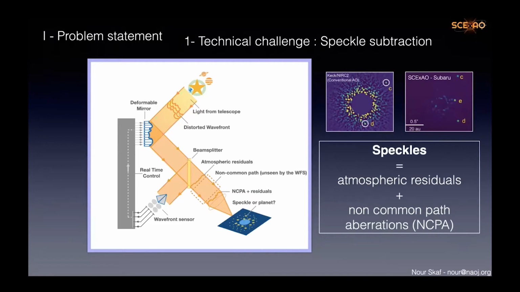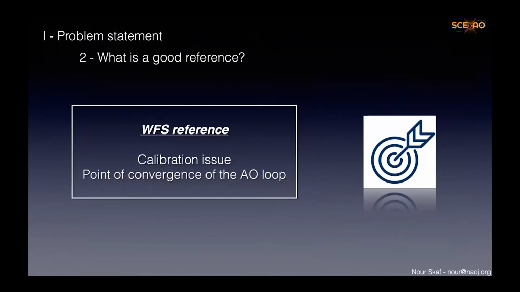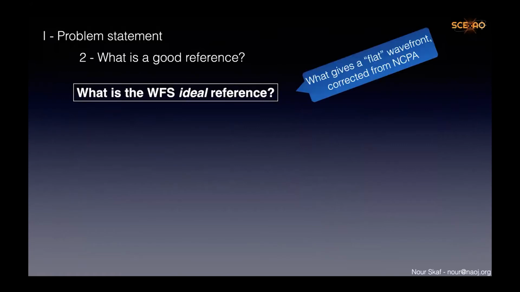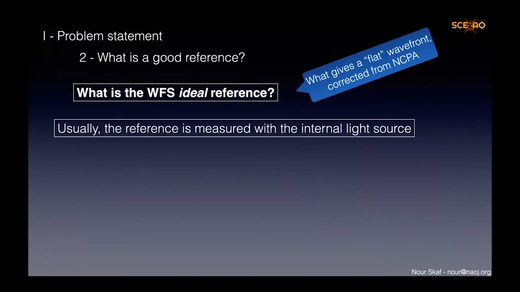Speckles are a combination of atmospheric residuals and non-common path aberrations, which are static and dynamic with different spatial frequencies as well. So the main point is then, what is a good reference? What is a good calibration of the adaptive optics loop? What is a good point of convergence of the AO loop? In other words, the question is, what is the ideal wavefront sensor reference that includes all the aberrations, including the non-common path aberrations? And in other words, that means what gives a flat wavefront?